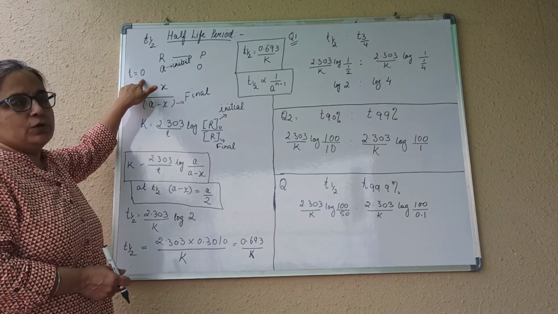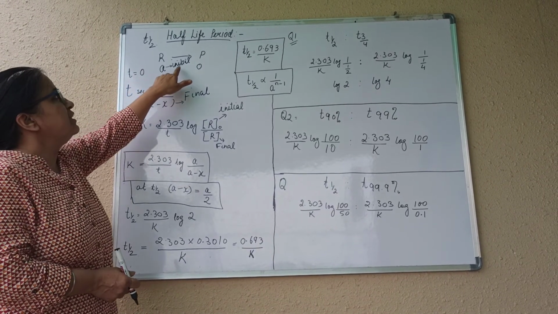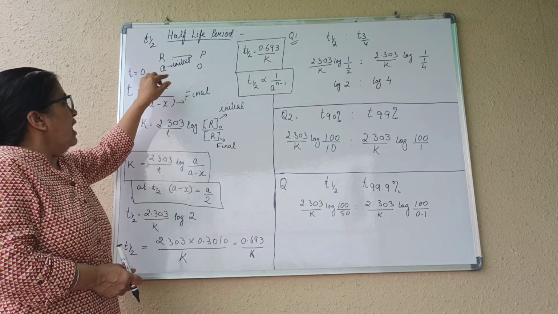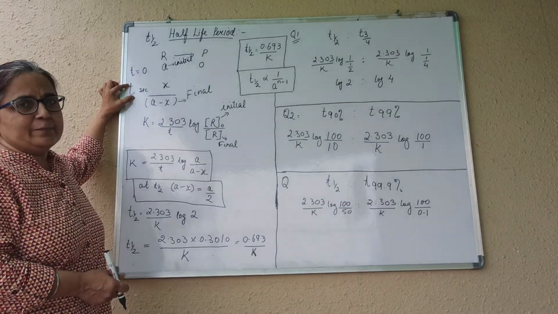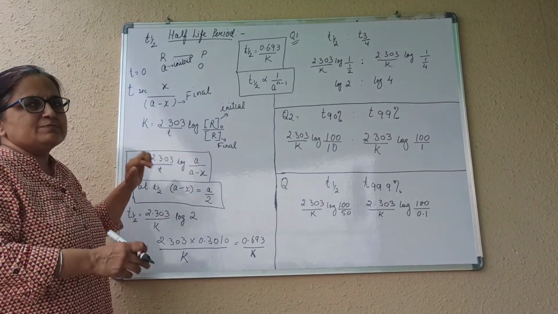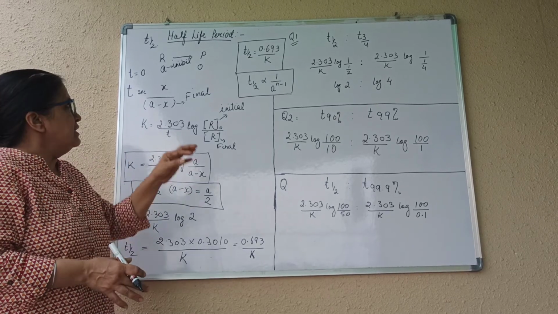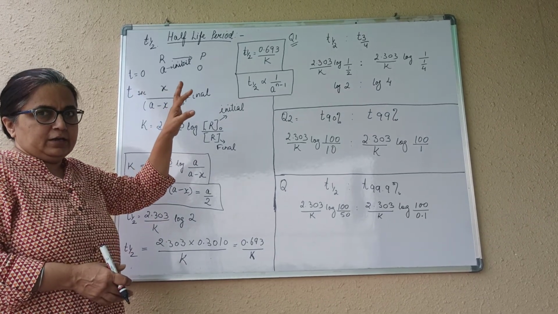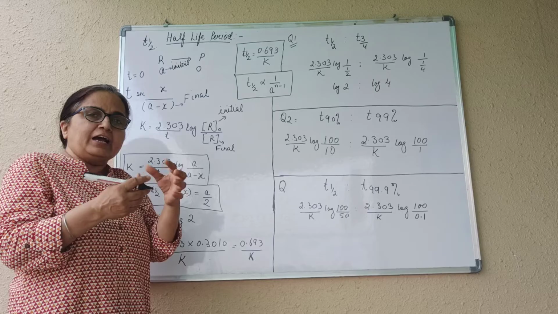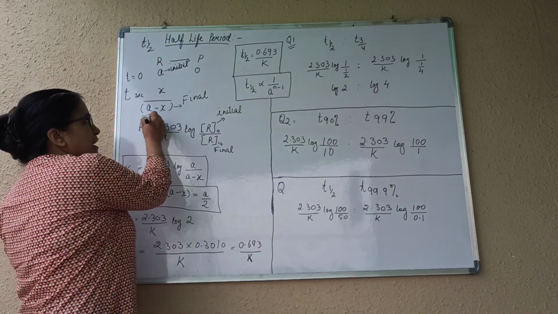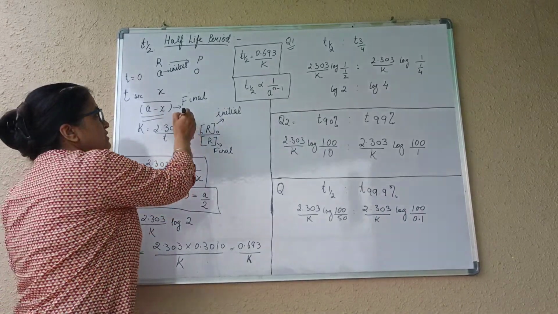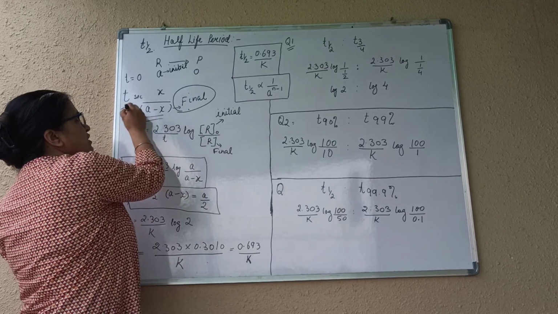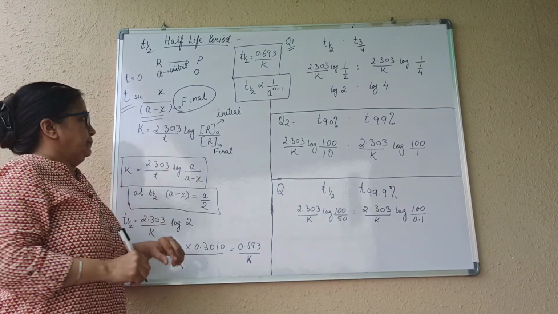At time t0, let A be the initial concentration, and say after some time t, maybe in seconds, maybe in minutes, X amount has reacted. Now out of A, if X has reacted, how much will be left over? A minus X will be left over. So that is my final concentration at this time t.